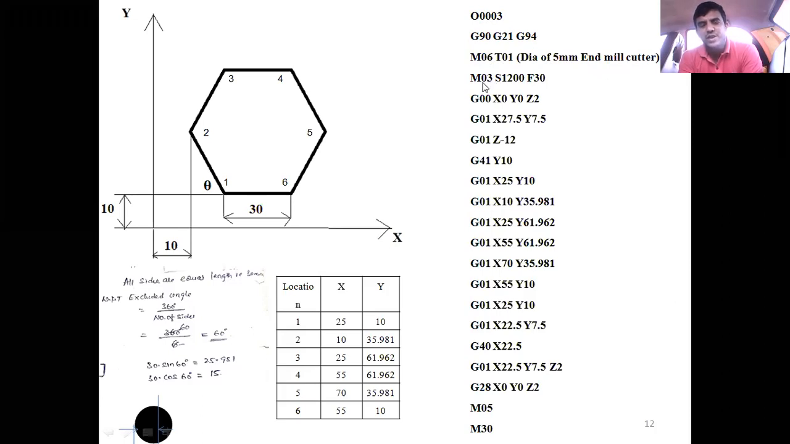Next, start the spindle in the clockwise direction. Spindle speed is 1200. Feed rate is 30 mm per minute. Now move the cutting tool from the home position to the origin of the workpiece, that is G00, X0, Y0, Z2. Now up to 5 lines are the same, right? Any doubt regarding these 5 lines? First, name of the program, initial G codes, select the tool, then start the spindle rotating clockwise. Now move the cutting tool from the home position to the origin of the workpiece. Any doubt?